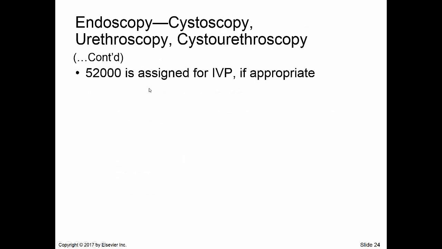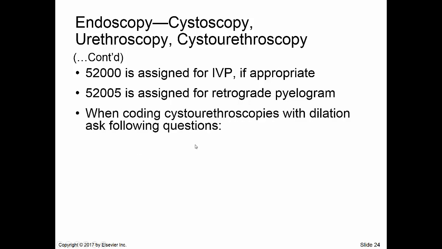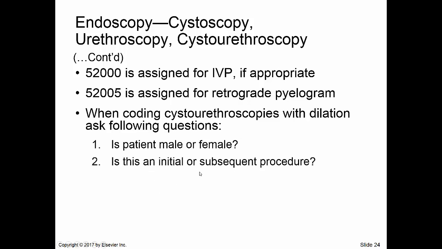The 52,000 code is assigned for IVP if appropriate. So you need to make sure. The 05 code is assigned for retrograde pyelogram. And when coding all of these with dilation, you need to ask the following questions. Most importantly, is the patient a male or a female? Is this an initial or subsequent procedure? Was general or spinal anesthesia used?